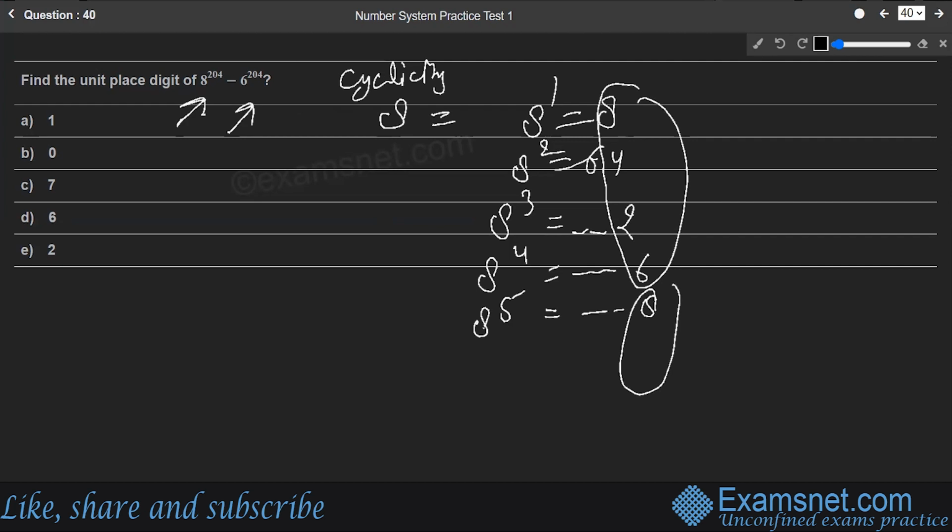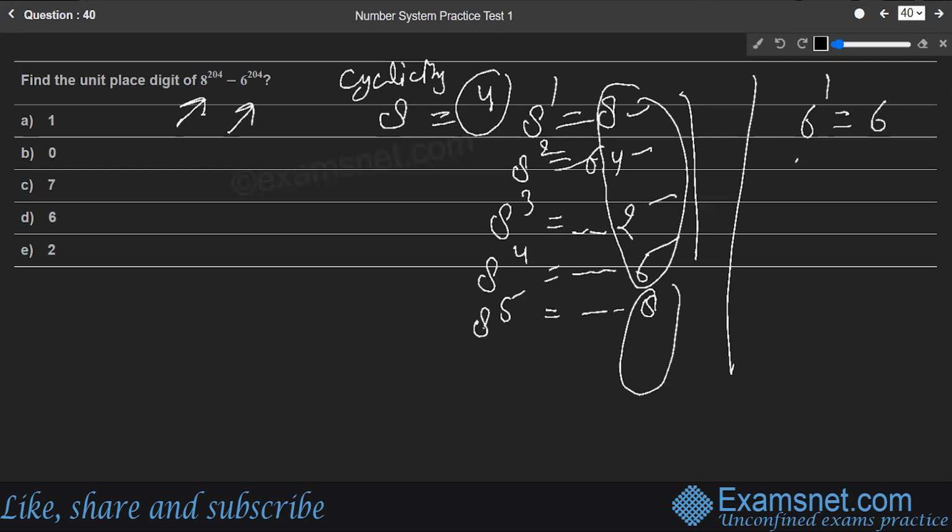So there is a pattern of 8, 4, 2, 6, then again 8, 4, 2, 6. So we can understand that after every fourth power, the last digit repeats. So the cyclicity of 8 is nothing but 4. The numbers are 8, 4, 2 and 6. Let us check the cyclicity of 6. If you keep on increasing the power of 6, you get 6 square is 36, 6 cube is 216, and so on. So if you see the pattern, the last digit of every power of 6 is just 6. So the cyclicity of 6 is nothing but 1. Every power of 6 has a last digit of 6 only.